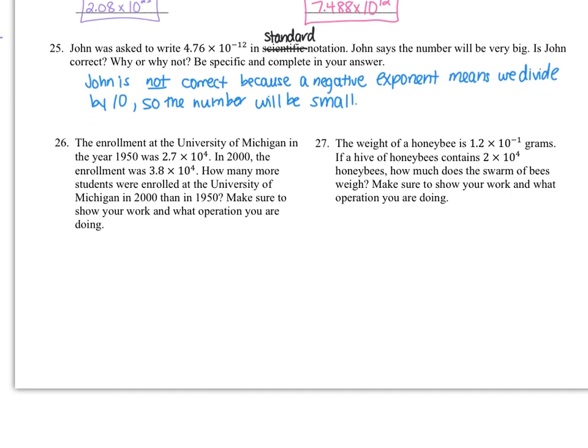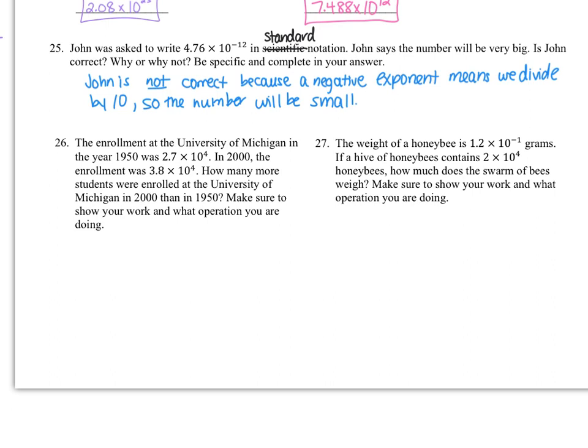Okay, 26. The enrollment at the University of Michigan in the year 1950 was 2.7 times 10 to the 4th. In the year 2000, the enrollment was 3.8 times 10 to the 4th. How many more students were enrolled at the University of Michigan in 2000 than 1950? Make sure to show your work and what operation you were doing. So please, please, please write what you're going to do at least.